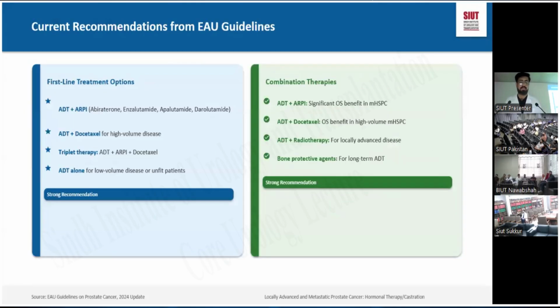So this guideline recommendation, we have almost already discussed them during the presentation.